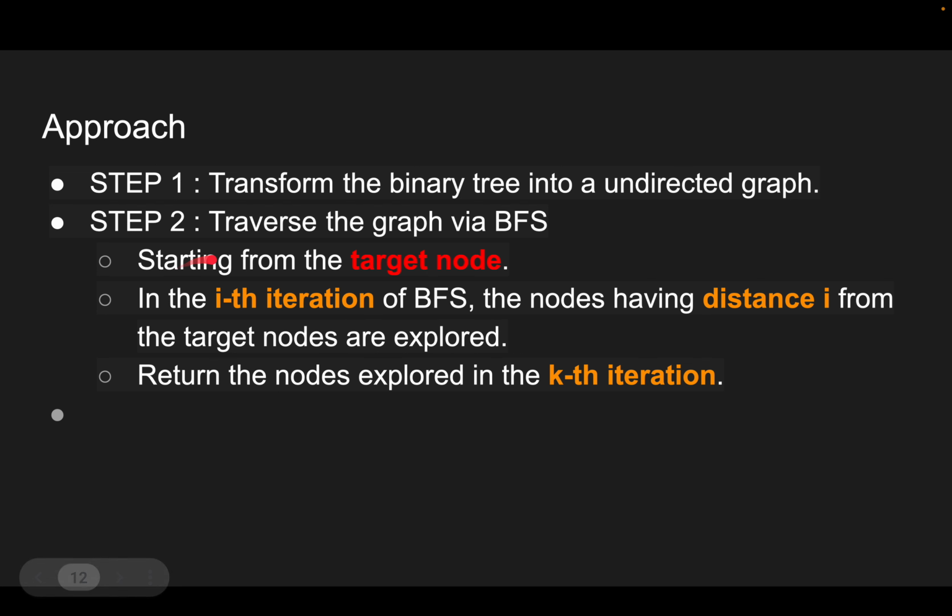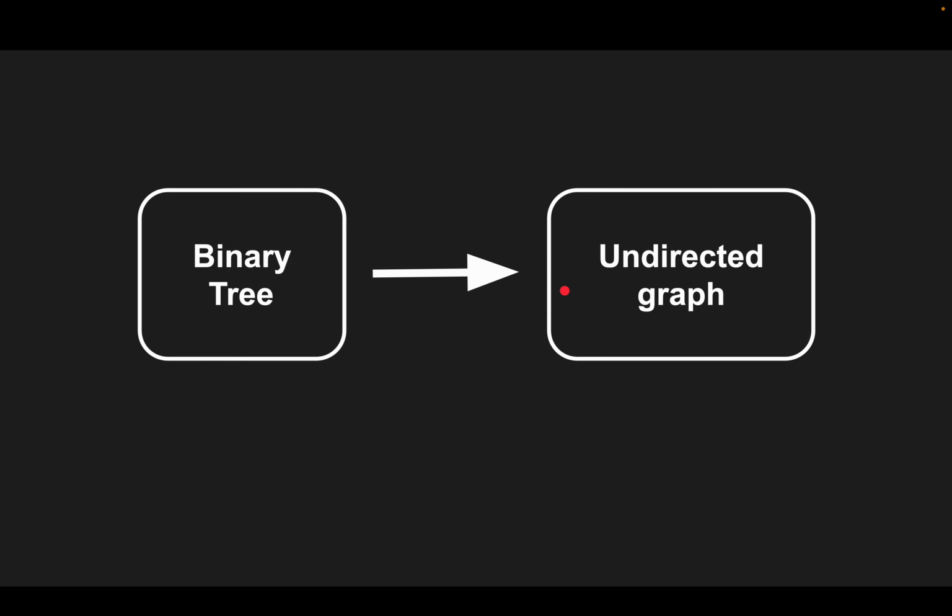And in each iteration, we will explore all the nodes having distance i from the target node. And after k iterations, we will finally explore all nodes having k distance away from the target node. So step by step, we will introduce how to implement step 1 to transform the binary tree into an undirected graph.